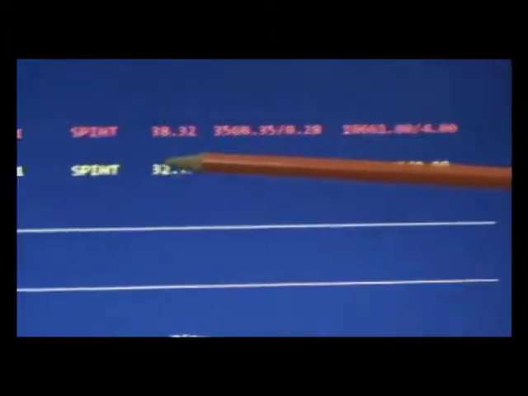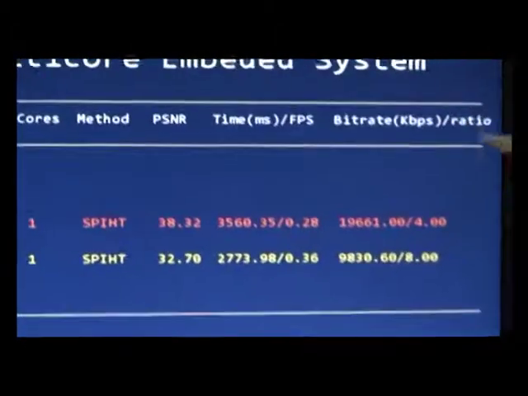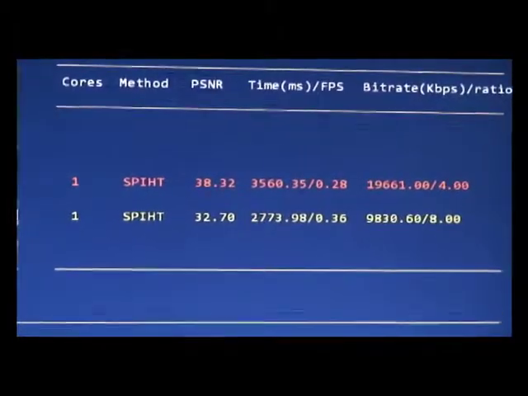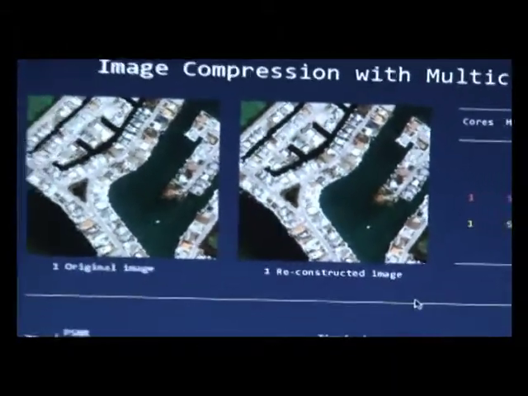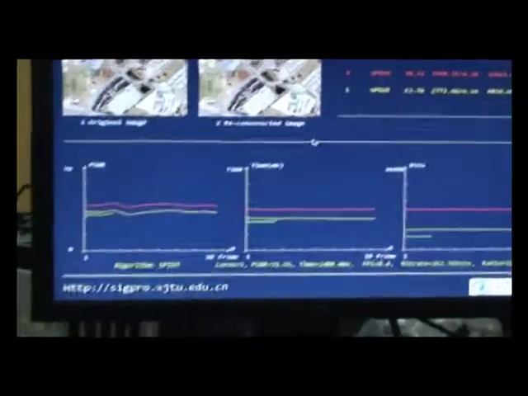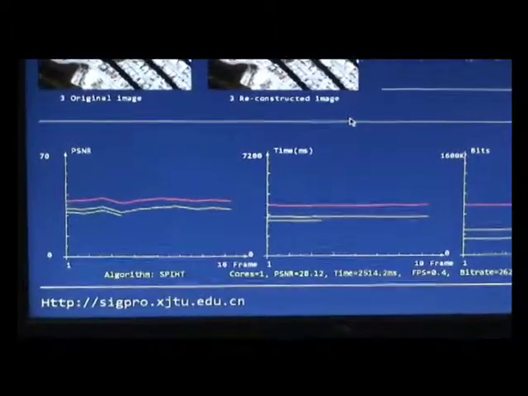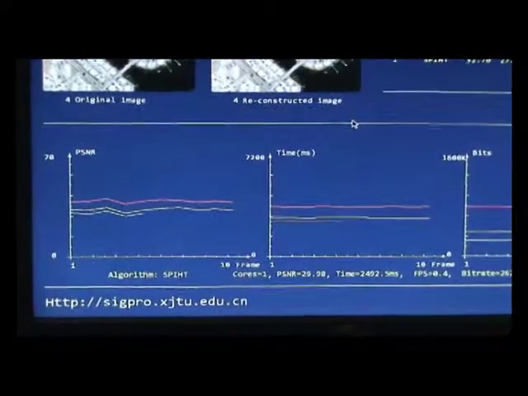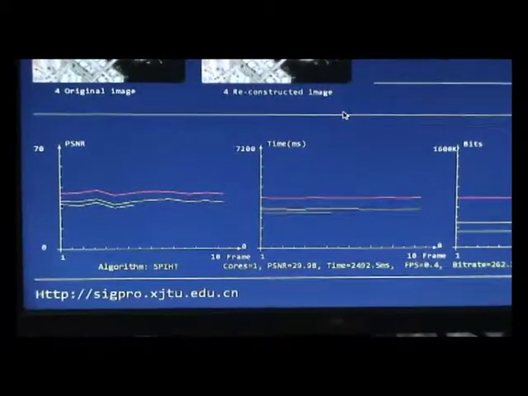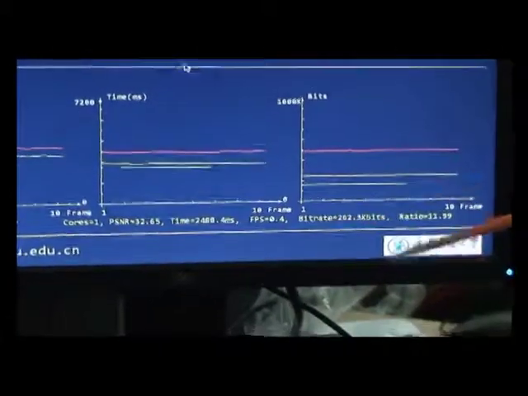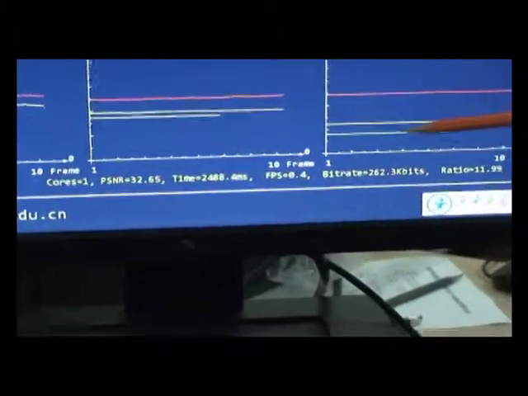This is the second experiment. We can see the compressed bit ratio is 8 to 1. We can see the compressed parameters of each image from here.